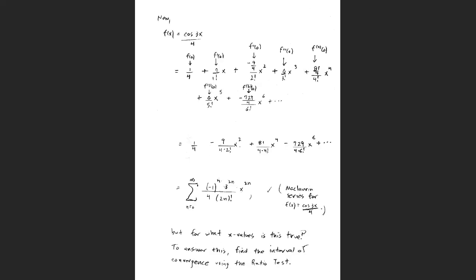So we've found our power series, or Maclaurin series, for the cosine of 3x over 4. But for what x values is this true? What's the interval of convergence? To answer this, we have to find the interval of convergence using the ratio test. So it works just like in section 8.5. You were given power series there. You didn't know where those power series came from in section 8.5, but you found intervals of convergence for those power series. Well, we're going to do the same thing here.